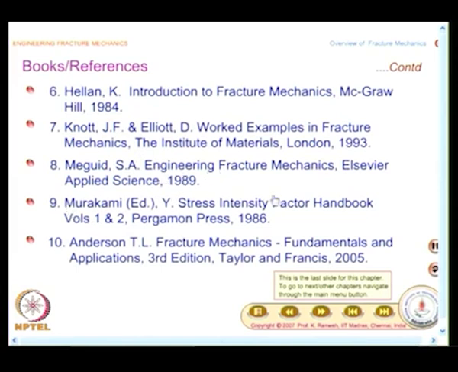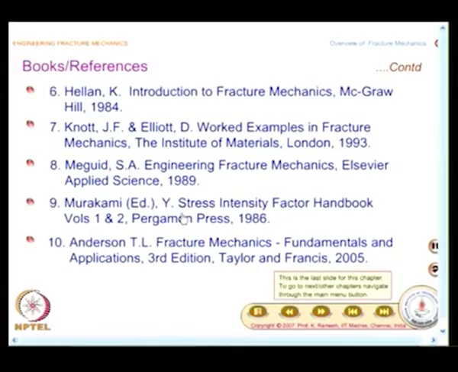You have a very important handbook on stress intensity factors. While discussing fracture mechanics, we have already seen you need to find out stress intensity factors for a given geometry. In olden days, for stress concentration factors, you had a very famous book by Savin that provided stress concentration data for a variety of problems.